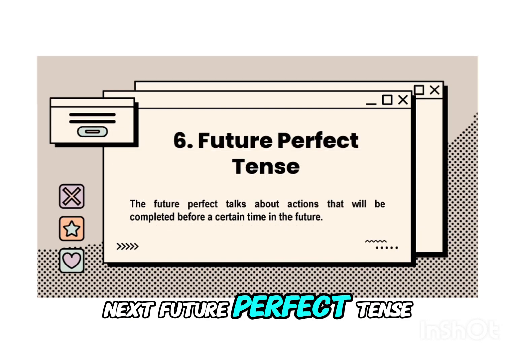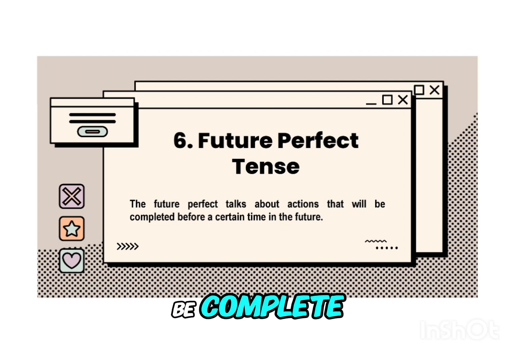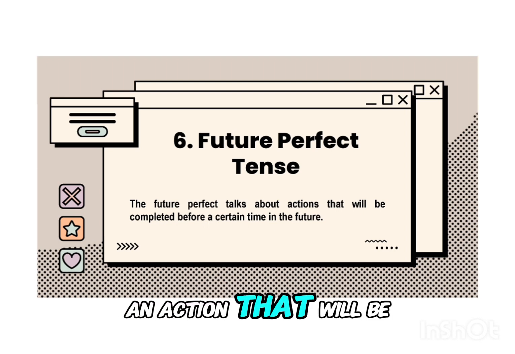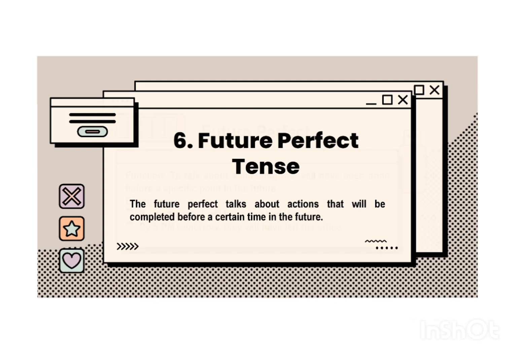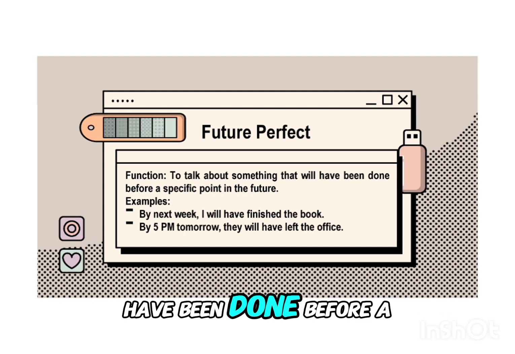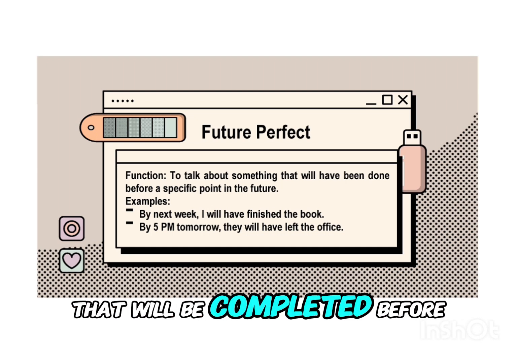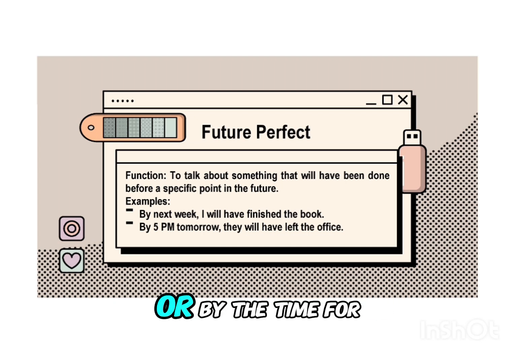Next, the future perfect tense. The future perfect talks about actions that will be complete before a certain time in the future. The future perfect tense shows an action that will be complete before a specific time in the future. So the function of the future perfect is to talk about something that will have been done before a specific point in the future, and it describes an action that will be completed before a certain future time or event, and it's often used with prepositions like by or by the time.